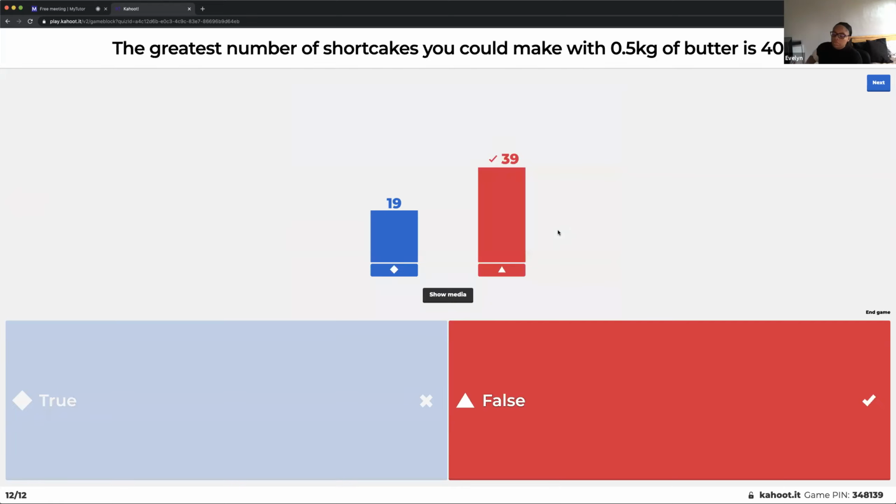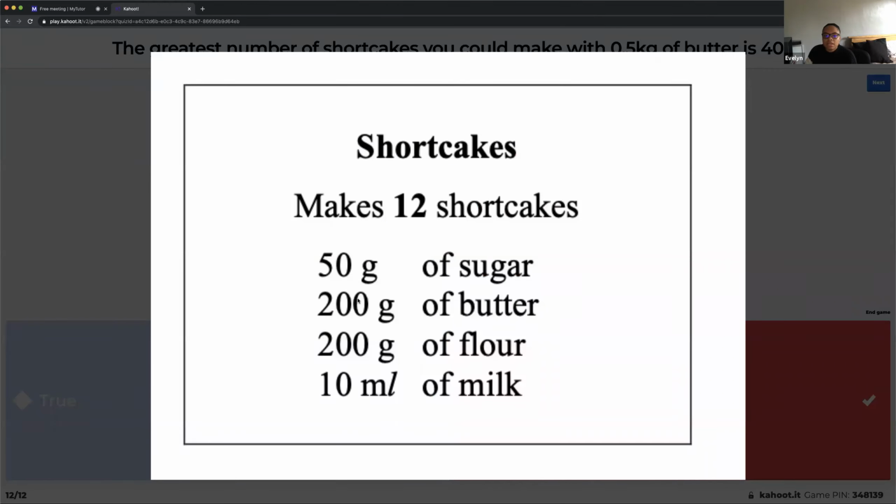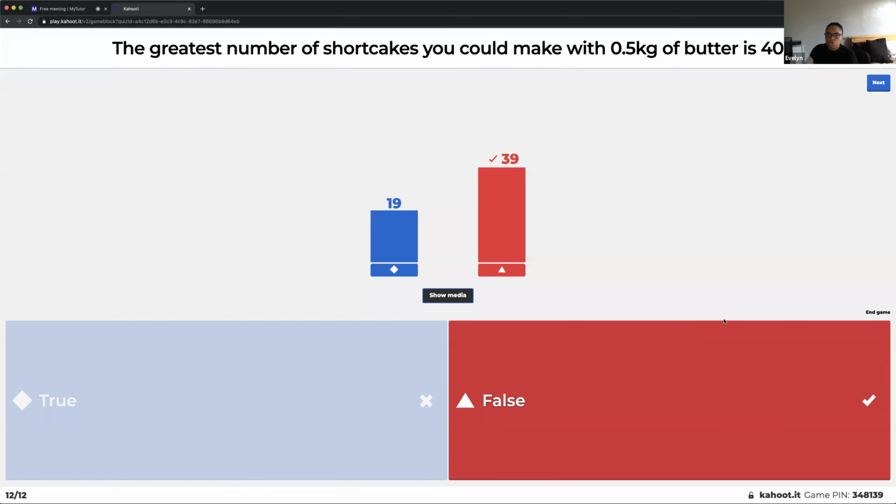Brilliant, it is false. 0.5 kilograms is the same as 500 grams. Now, if I look at butter, to make 12, I need 200 grams. Now, if I think about 500 grams, if I halve this 200 grams, I'd have to halve the number of shortcakes I make. So 6 shortcakes would give me 100 grams of butter. Now, if I multiply that by 5, 100 times 5 gives me my 500 grams. But 6 times 5 gives me 30, not 40. So I could only make 30 shortcakes with 500 grams or 0.5 kilograms of butter.